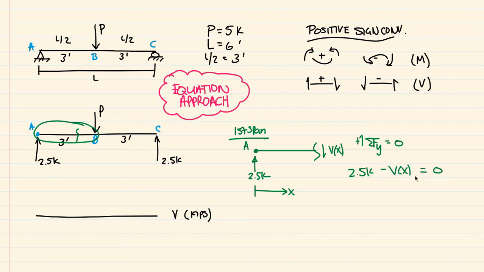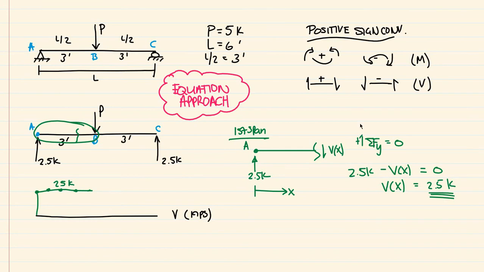And now I can add V of x to both sides, so V of x is equal to 2.5 kips. You'll notice that on the right side of this equation there is no x, and that means that the shear between points A and B is a constant. It's just 2.5 kips. So I can go ahead and draw this 2.5 kips all the way to B. That should be a straight line. And we know anywhere along this shear diagram, the shear is 2.5 kips.